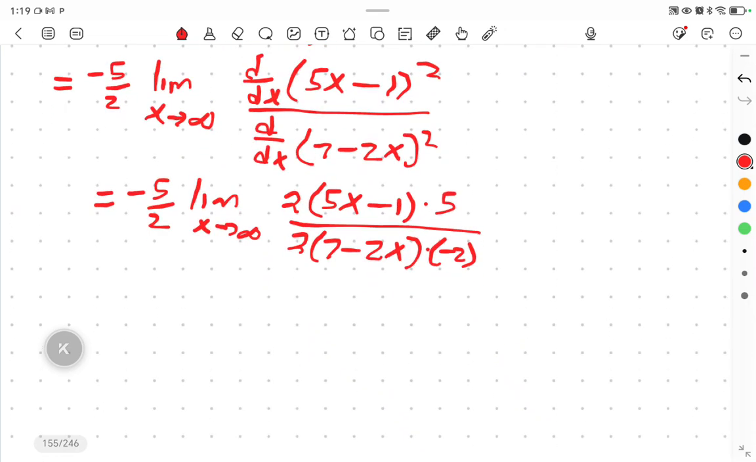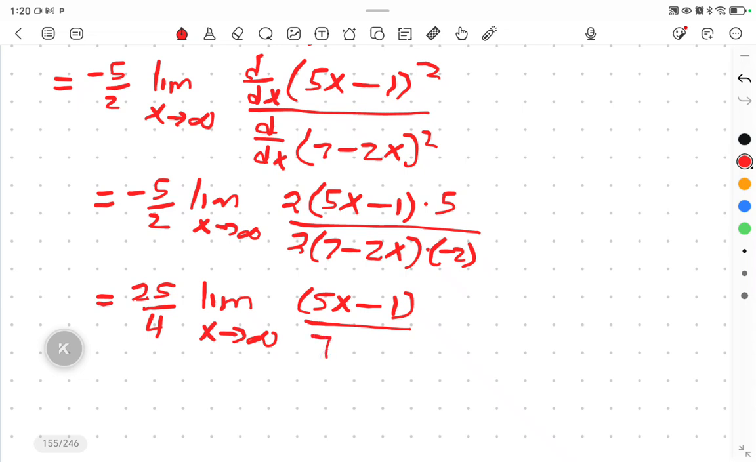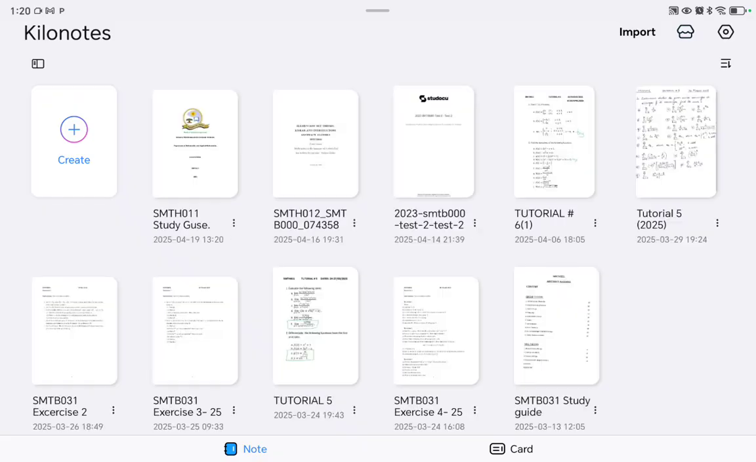Then this will be minus 5 over 2, the limit as x approaches infinity of, I'll drop the 2, 5x minus 1 times the derivative of the inside, which is 5, all over 2, 7 minus 2x times the derivative of the inside, which is minus 2. So the 2 cancels out, then I have minus, there is 25 over 4 times the limit as x approaches infinity of 5x minus 1 over 7 minus 2x. Then still, if I check the form of this, it gives me infinity over infinity.